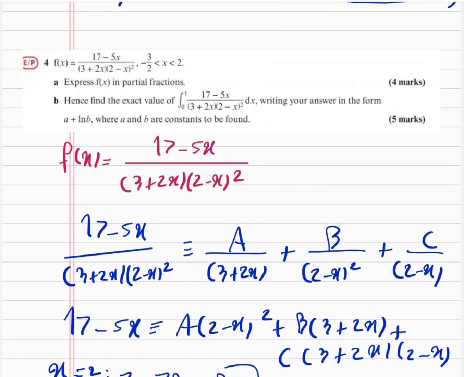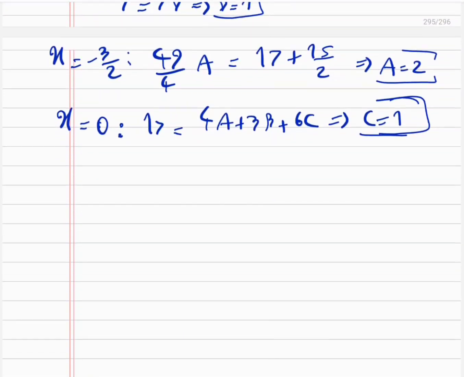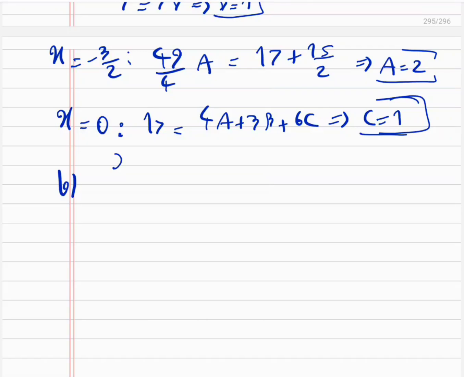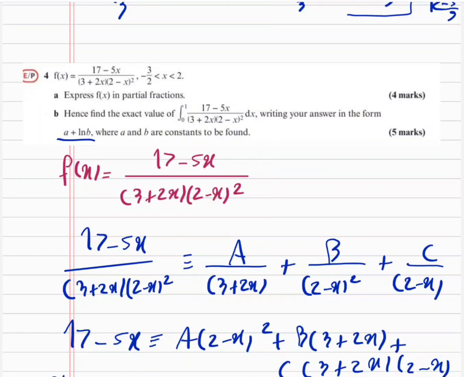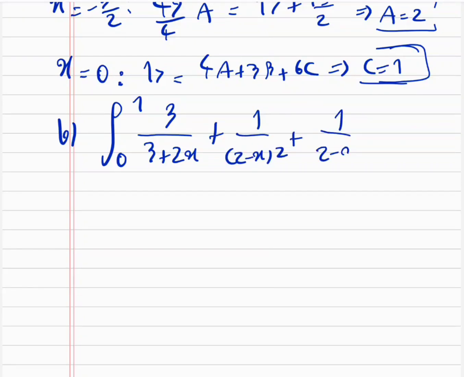Now in part b, we want to find the exact value of this integral, giving the answer in the form a plus ln b. So now for the integral, remember that the limits are 0 and 1, and then we'll have 3 different fractions: 3 over 3 plus 2x, 1 over (2 minus x) squared, and 1 over 2 minus x, dx.